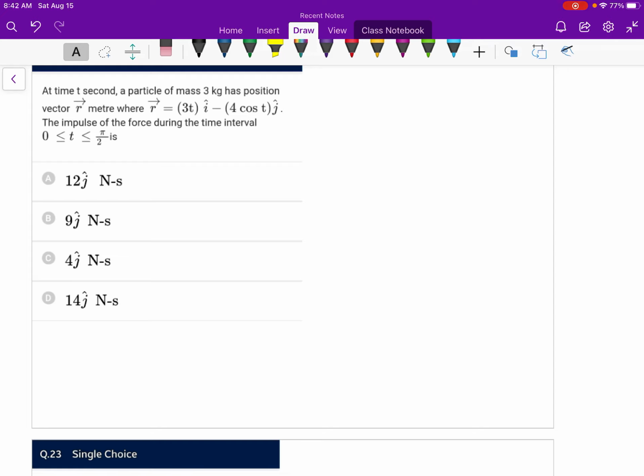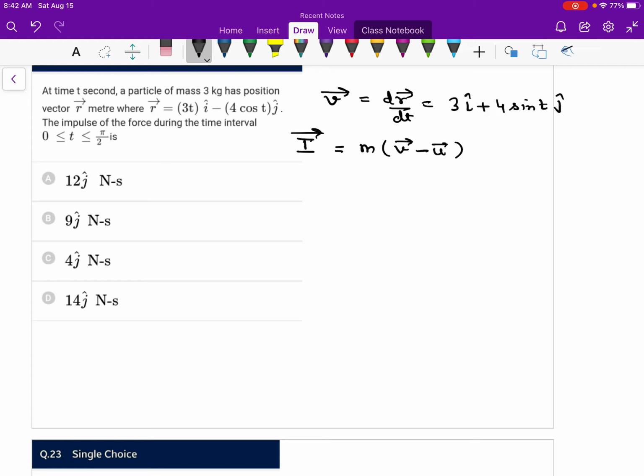At time t, r vector is the impulse of the force between 0 to pi by 2. So guys, impulse is change in linear momentum, m into v vector minus u vector. Now v vector is dr vector by dt, so that is 3 i cap plus 4 sin t j cap. Okay, so m is 3 kg, velocity at t equals pi by 2 seconds, so that is 3 i cap plus 4 j cap, and velocity at t equals 0 is 3 i cap, so this is 12 j cap Newton second.